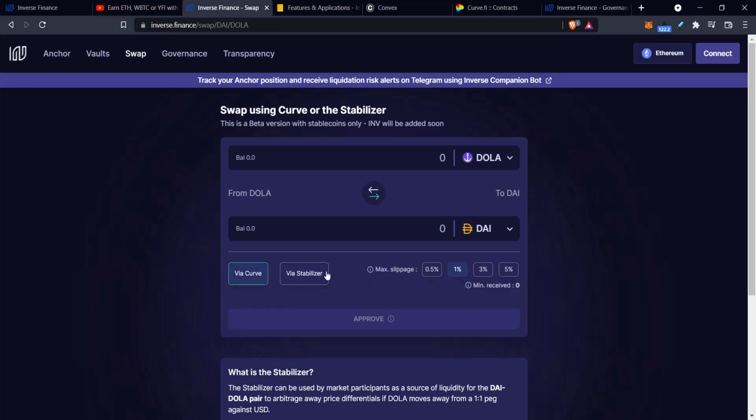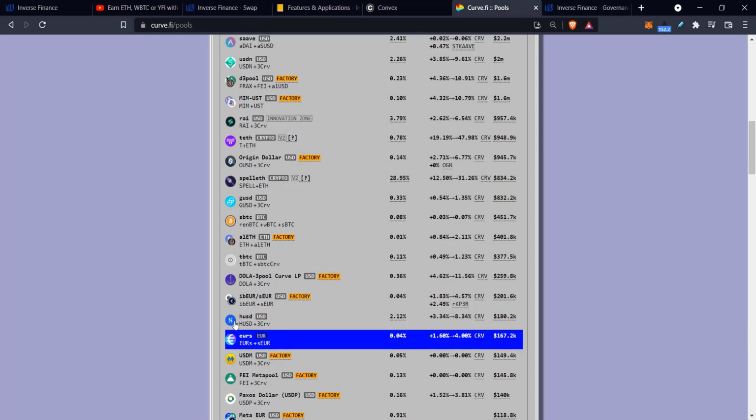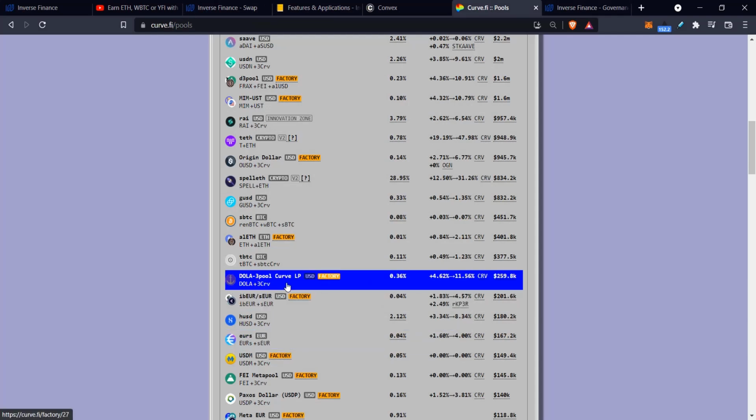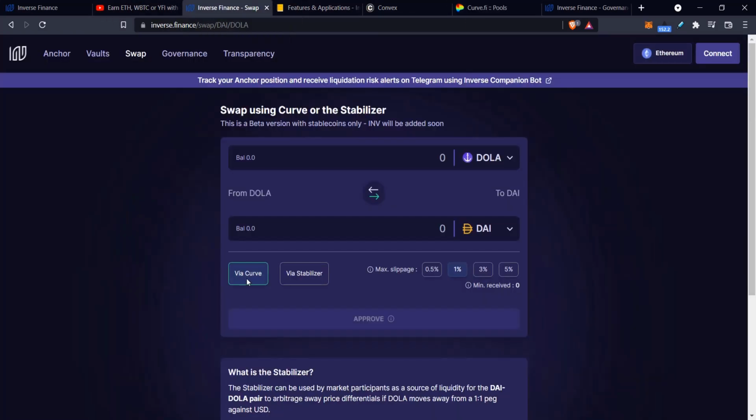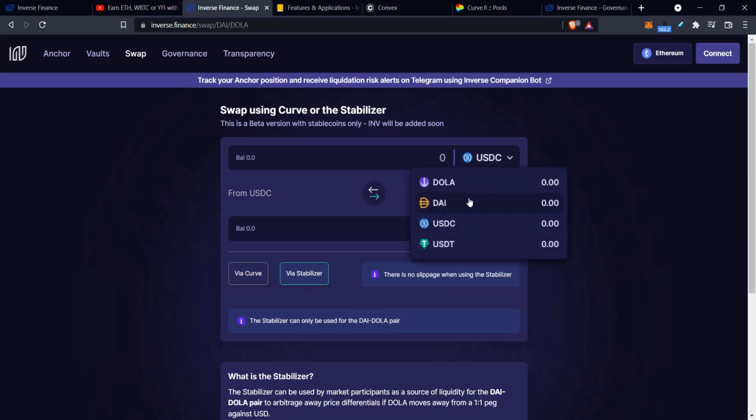Now, there's of course Curve. You could go to Curve Finance directly, clicking on this, and then you could swap DOLA for the three pool tokens of DAI, USDC, and USDT here. And so you could do it on there, but you can also just do it straight here in the UI by just saying, oh, I have DOLA and I want to swap it for USDC, or vice versa, right? Or some other way, right? Through Curve or via the stabilizer and using DAI, right?